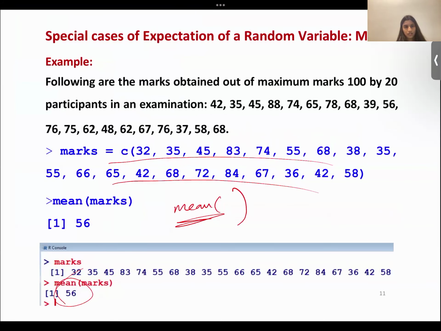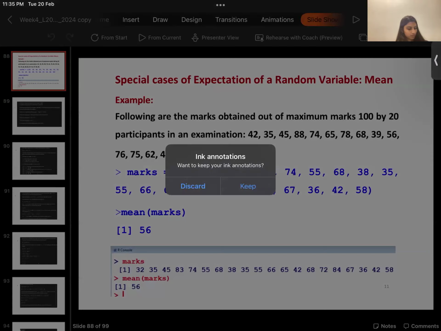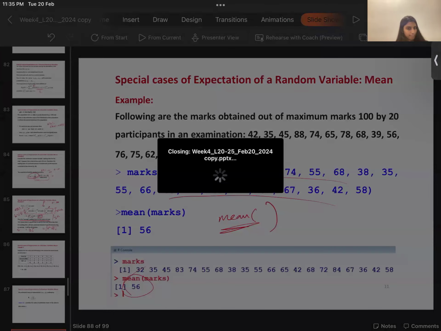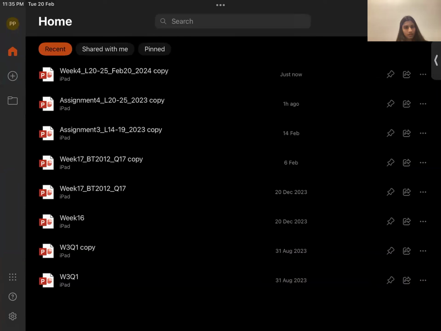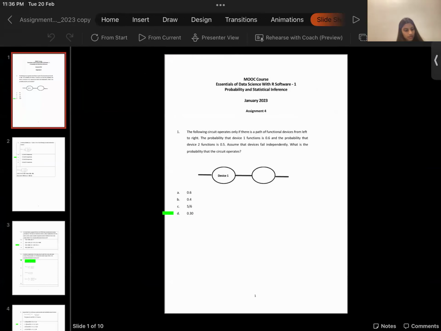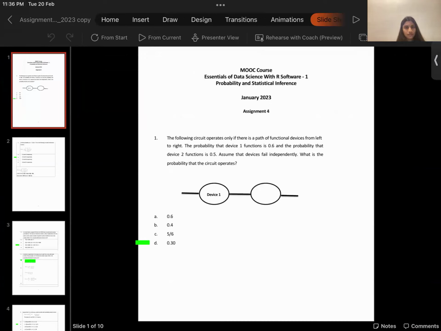Can you see my screen? Okay. See? Yeah, I hope these are seen.